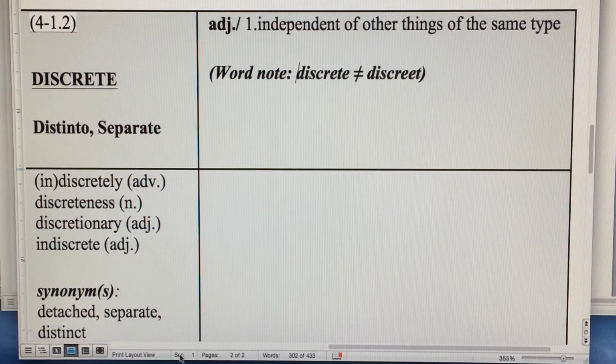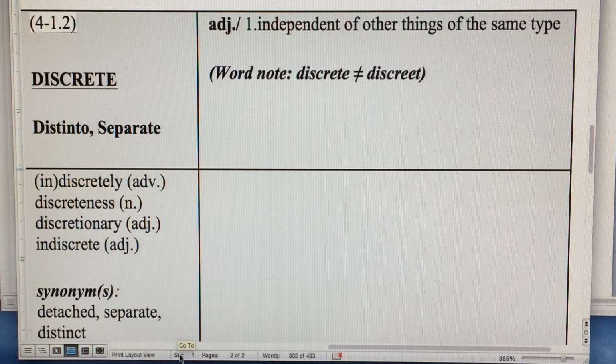The opposite is indiscrete, and indiscrete would be when things can't be separated. For example, if you took your flashcards into the shower to study while you were washing yourself, maybe your flashcards would all get wet and you cannot separate them. So it becomes one indiscrete mass, not being able to separate.